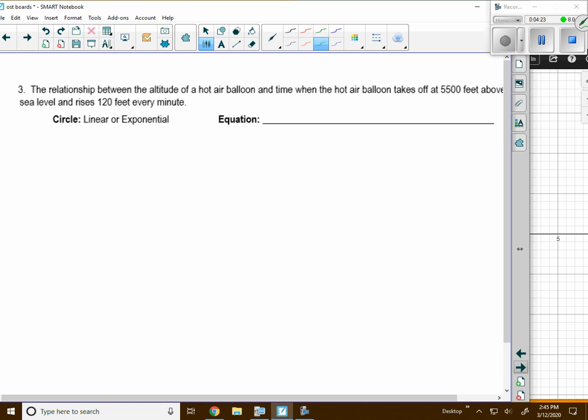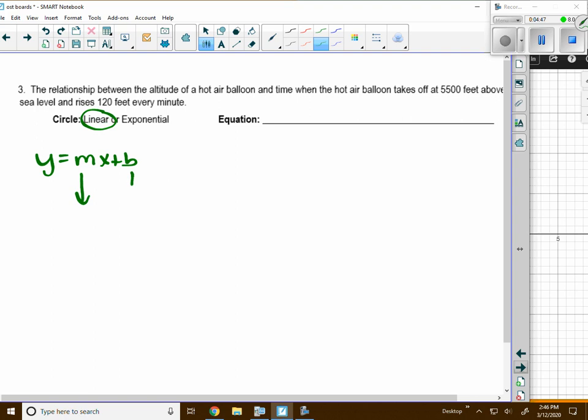Number 3, the relationship between the altitude of a hot air balloon and time when the hot air balloon takes off at 5,500 feet above sea level and it rises 120 feet every minute. So this is kind of like number 1, where we're going to be adding something every single time something happens. So the fact that we have addition tells us that we're going to have that linear function.